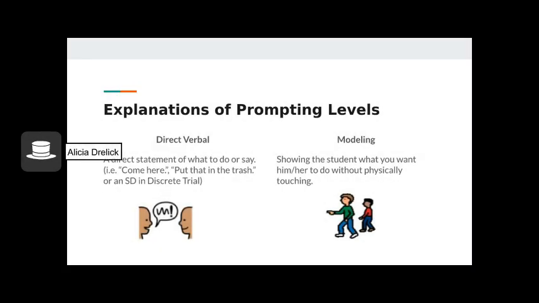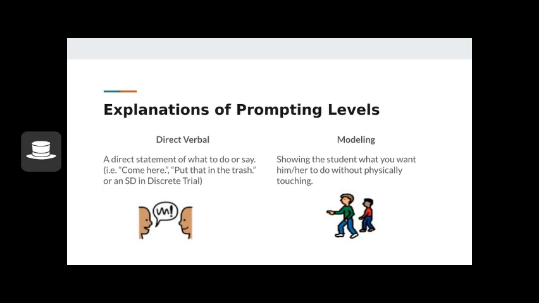Next is a direct verbal prompt, and this is the direct statement of what a student should be doing. An example of this is an SD in a discrete trial, or a specific direction such as "put this here" or "come here." Direct verbal prompts are very difficult to fade, and you can see where these fall in the progression of the prompt hierarchy. It's important to be very mindful about your direct verbal prompts.